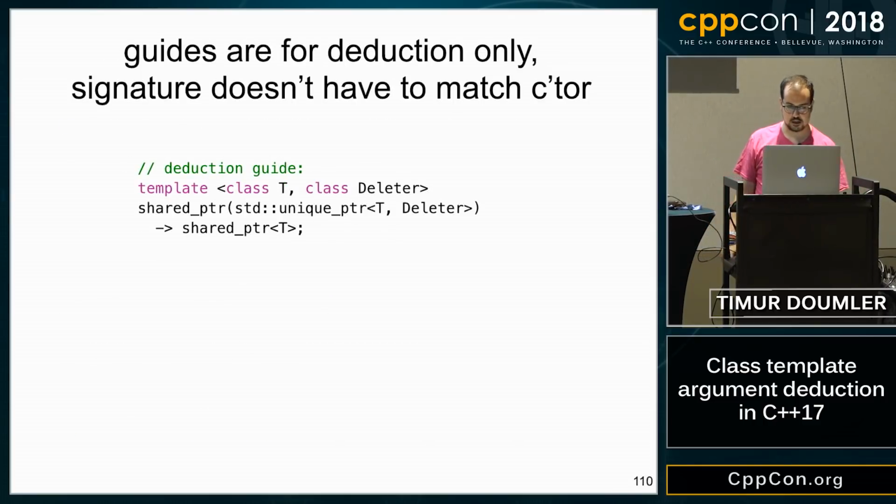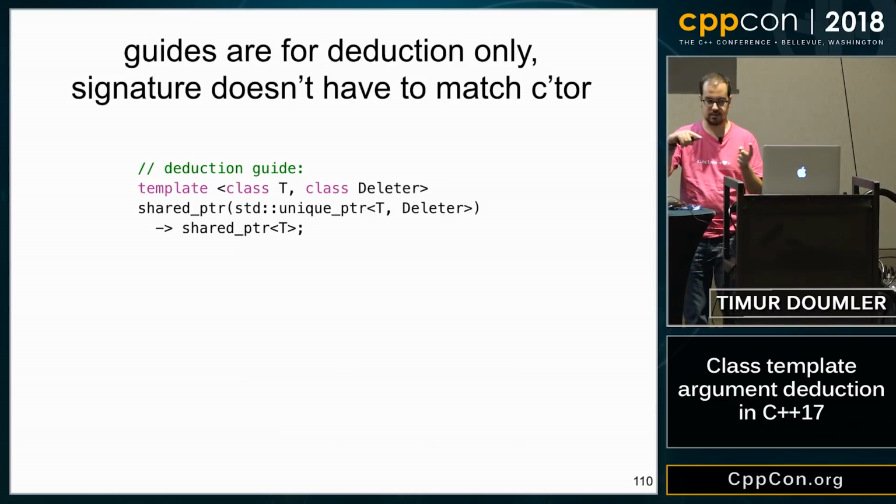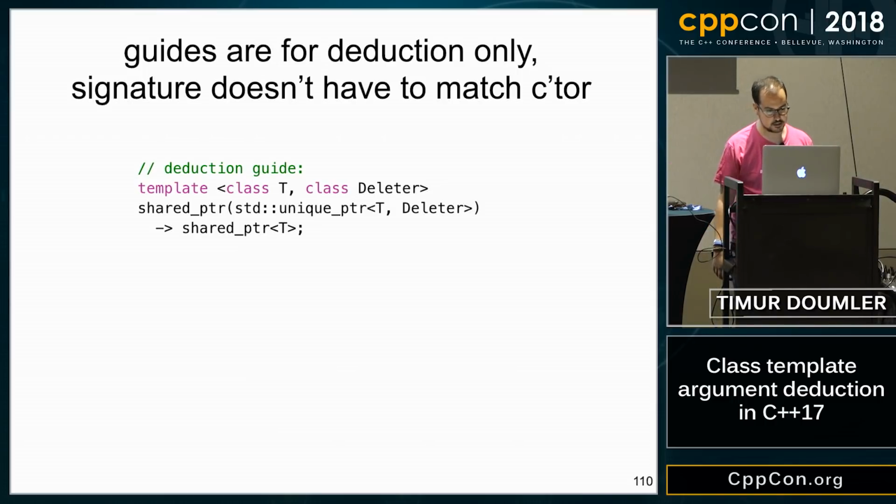And here's another thing that is really important. These deduction guides are for deduction only. And the signature, that's a little bit what you asked earlier, doesn't have to match any kind of constructor. So let's take, for example, this shared pointer, and you can construct a shared pointer by moving a unique pointer into it. And the deduction guide for this looks like that, right? It's a signature where shared pointer takes a unique pointer, and then you deduce shared pointer of T.